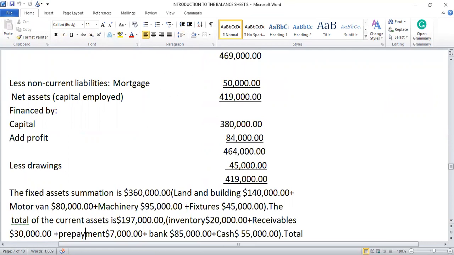So this one was 45. We arrive at $419,000, which is equal to the capital employed of $419,000. So it means the balance sheet does balance, and we are correct. Let me go through it again.